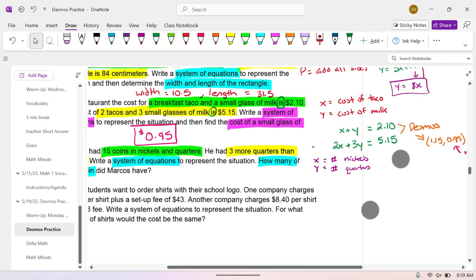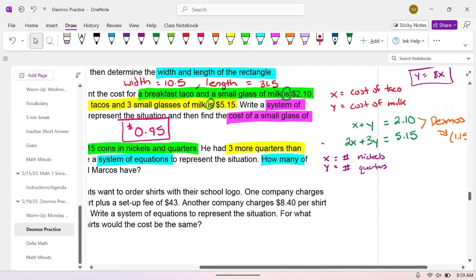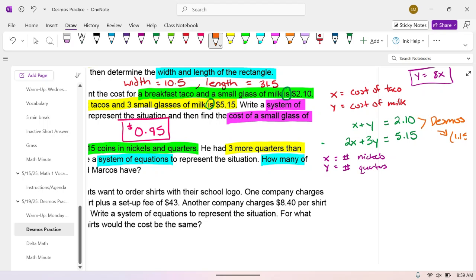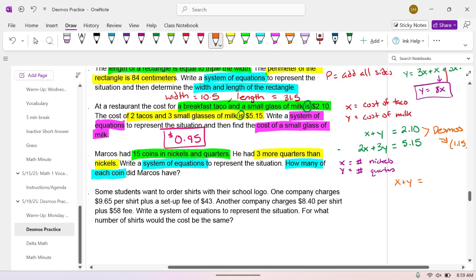So now let's talk about the system. So going through our required pieces of information, the first one, 15 coins in nickels and quarters. So how do you think I would set up that as an equation? So how many coins do we have total? X plus Y equals 15, good. So the number of nickels plus the number of quarters equals 15 coins.